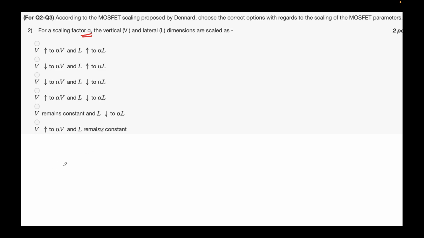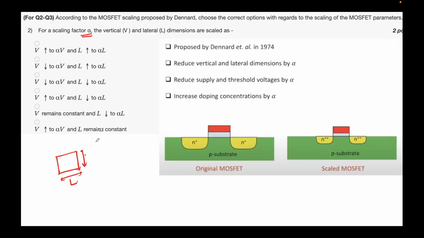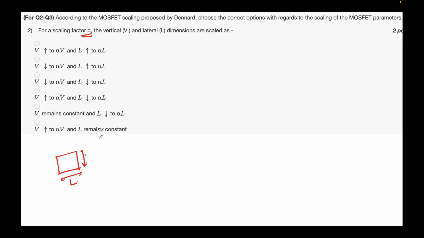So what I mean is, let's draw a transistor. I'm just drawing the outline. It's a black box for me. So let's say this dimension is L, the length, and this dimension is V. This dimension is L and this dimension is V. So this is, let's say, the first generation.